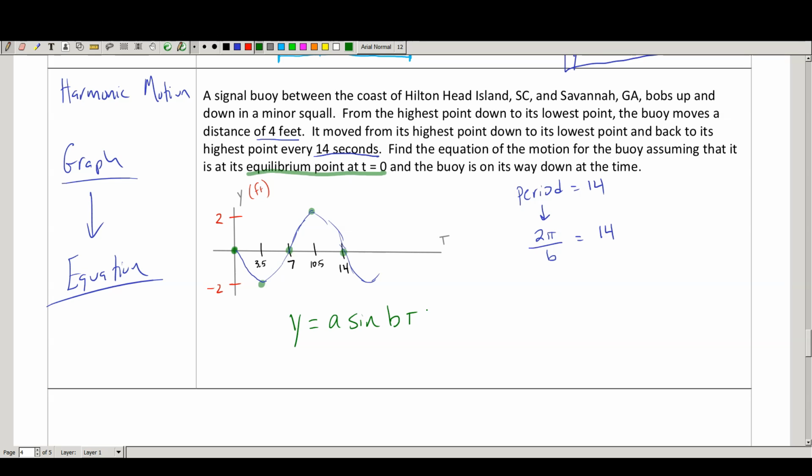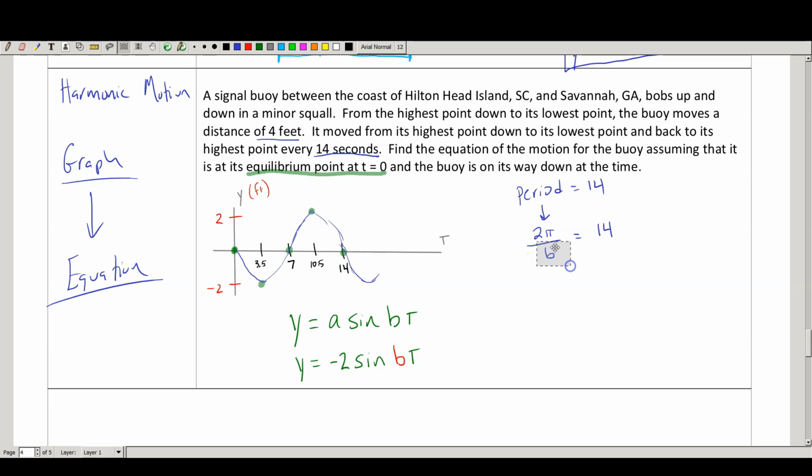So then we just figure out what is a and what is b. In this case, a is going to be -2, right? It's -2 because the amplitude is 2 and we're going down from equilibrium. As the time goes, we're going down. So this is -2 sine and then b times t. Then the question is, what is the b value? Well, that's where we started over here with the period.